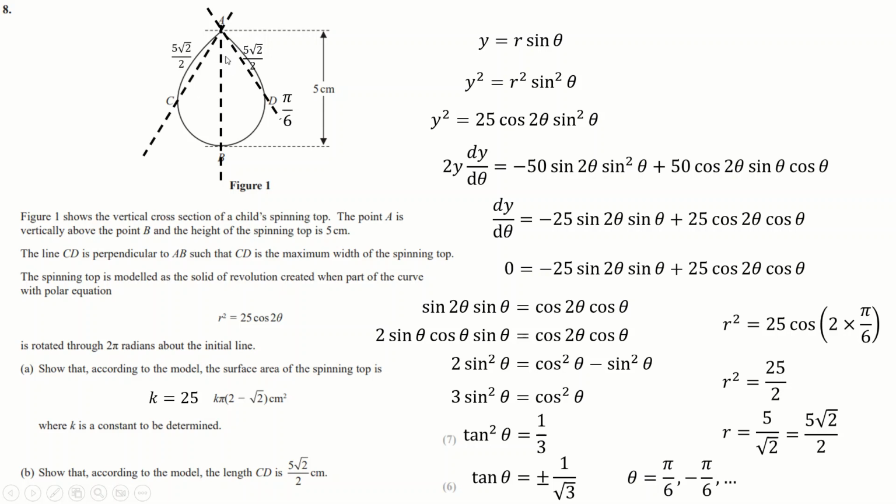But this angle here is pi over 6, which means this angle here is pi over 3, otherwise known as 60 degrees. So this triangle is isosceles, because these two are the same, but it also has 60 degrees here, which means it's equilateral, which means this is also 5 root 2 over 2. And we'll have our entire question done, as we show that it's 5 root 2 over 2.